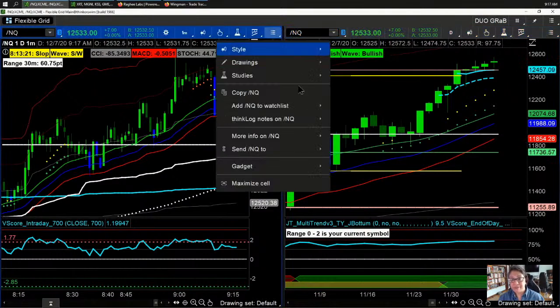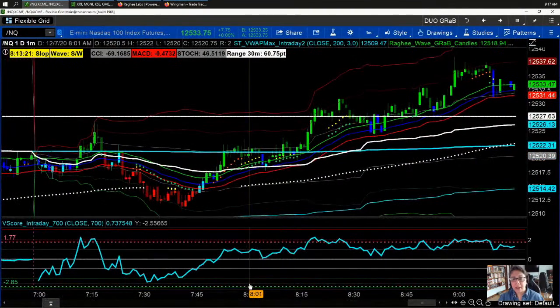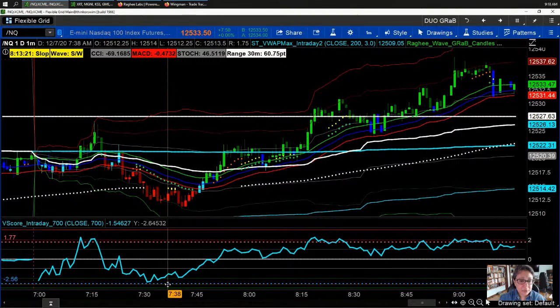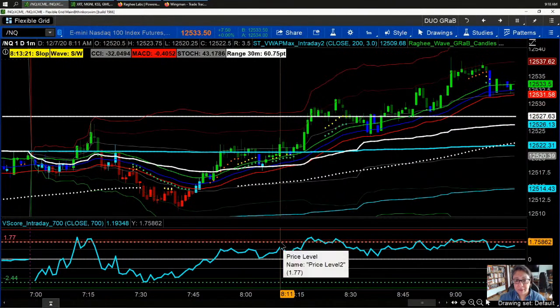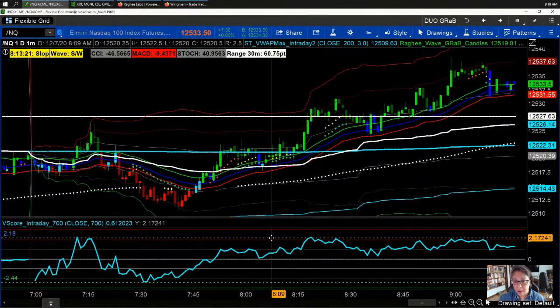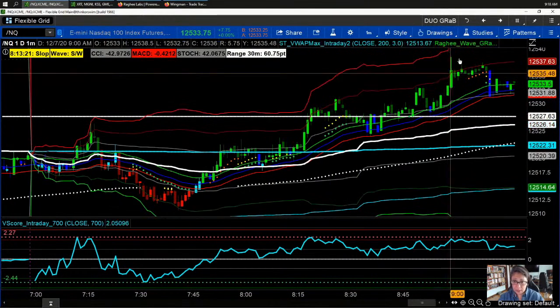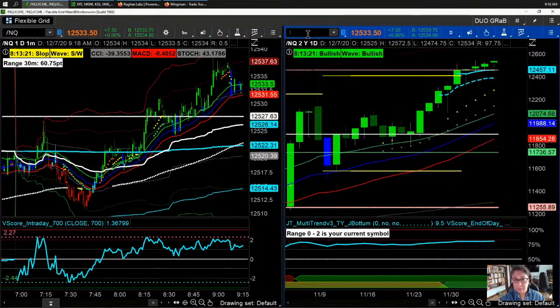Now, if we get a gap fade, gang, I'm still interested in long side. I mentioned this for a while. It's bullish bias, long only. I'm going to start to align my V-score indicator with the current high and low of the market, and just be aware that I want to be a buyer at the bottom end of that range. Okay. And then finally, the RTY, the Russell.